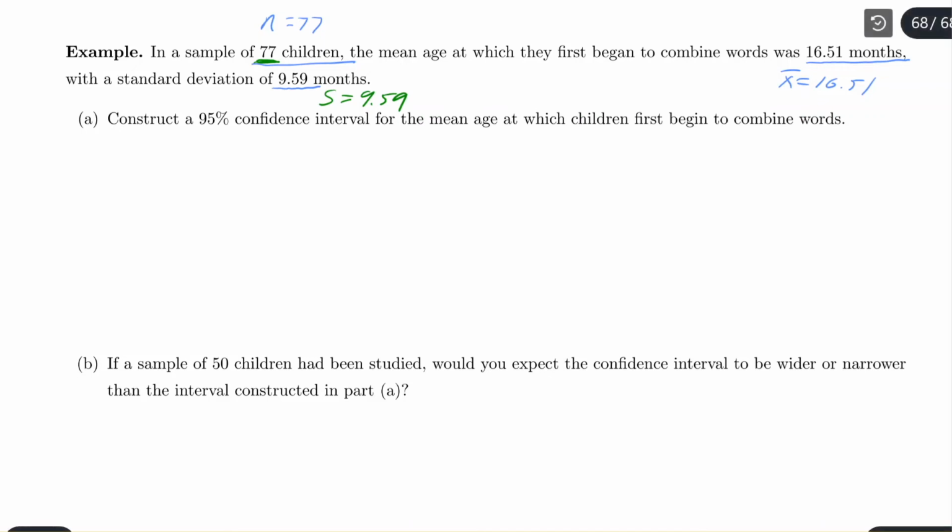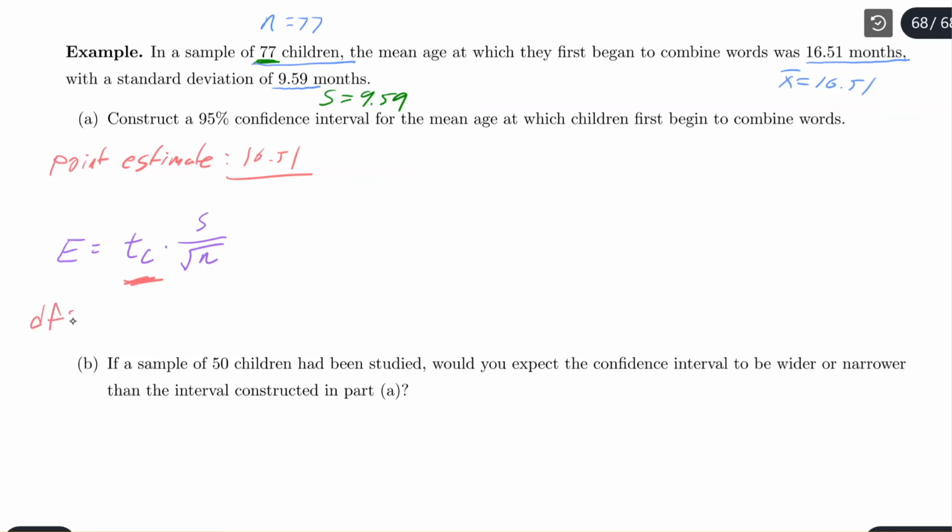Okay, so first, we find the point estimate. Here is the given point estimate. The point estimate is 16.51, the sample mean. From here, we add and subtract the margin of error. So let's calculate the margin of error. Margin of error is the critical value times s, the sample standard deviation, divided by the square root of n. So let's find the critical value.